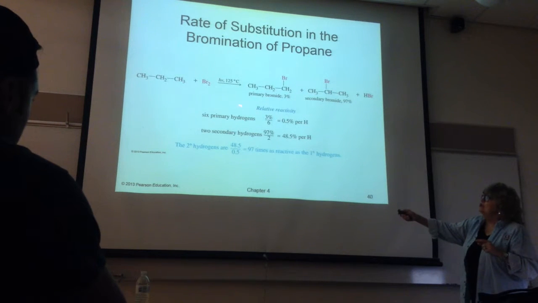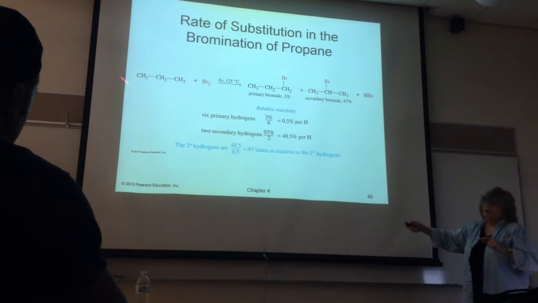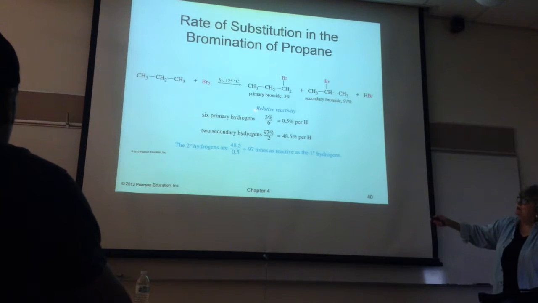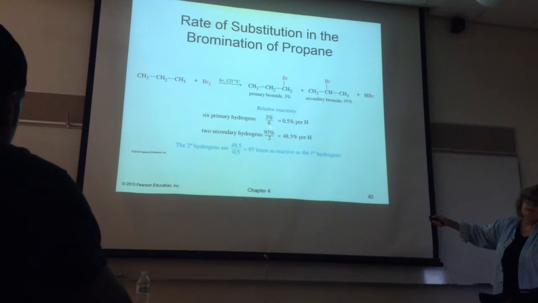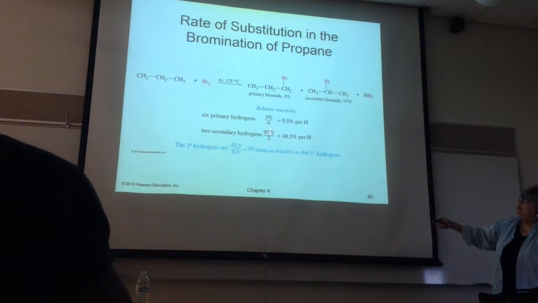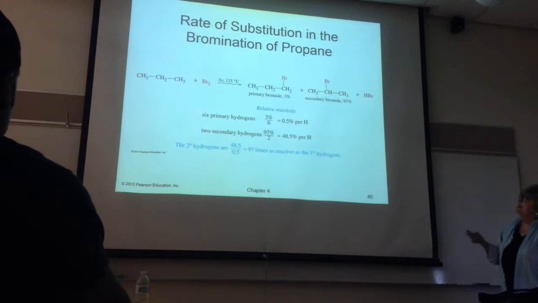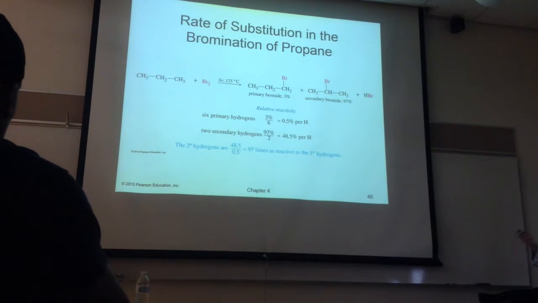Even though the ratio is much greater, everybody, there are six primaries, and there are only 2 secondaries. Nonetheless, the secondaries are 97 times as reactive as the primary. What does this translate to for you? How would this translate for you? Because I'm not going to memorize this either.